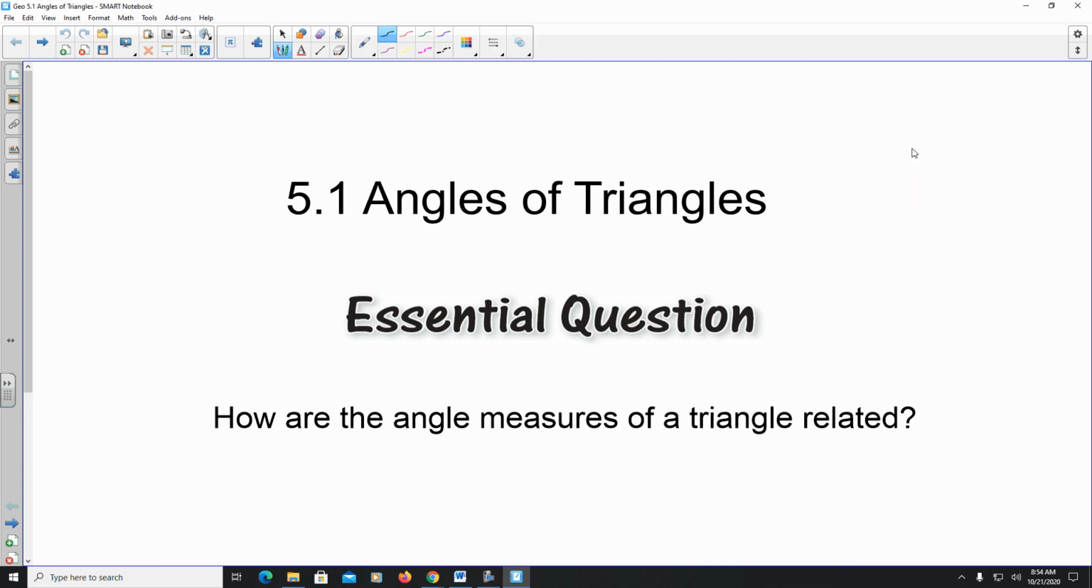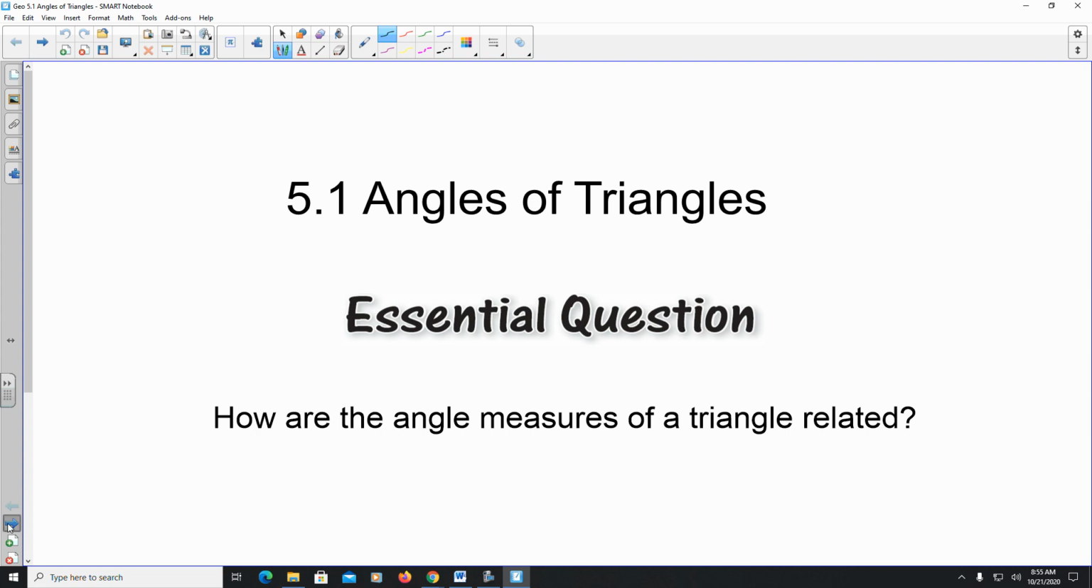Welcome to the video. In this section, we're going to be looking at 5.1, where we're going to look at angles of triangles. So in this section, we're going to look at various classifications of triangles and being able to determine what kind of a triangle it is from the questions that they may ask us or the examples that they may give us.